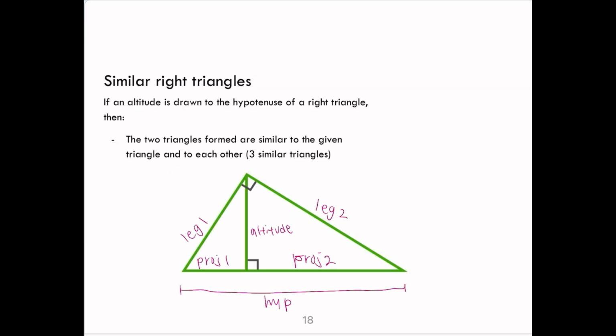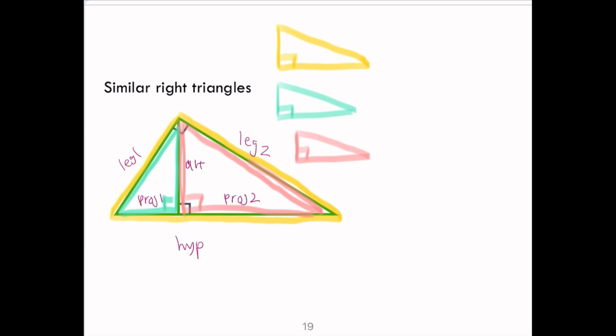Let's talk about similar right triangles. If an altitude is drawn to the hypotenuse of a right triangle, the two triangles formed are similar to the given triangle and to each other. So we form 3 similar triangles. Okay, so right here I just made everything easier to visualize. These 3 triangles right here are not drawn to scale. The original triangle has the hypotenuse, and for the other 2 triangles, this would be leg 1 and this would be leg 2.